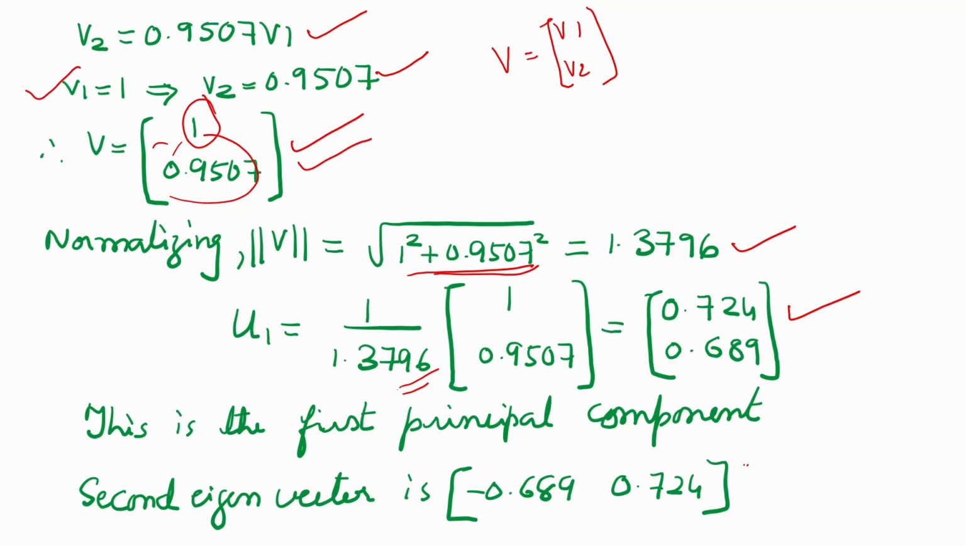So the second eigenvector, you need not find it, because our dimension is 2 and we are interested in reducing it to 1 dimension. So the second eigenvector is not required, but I have just mentioned it here. If you want to calculate, you can calculate. This is the final value of the second eigenvector.